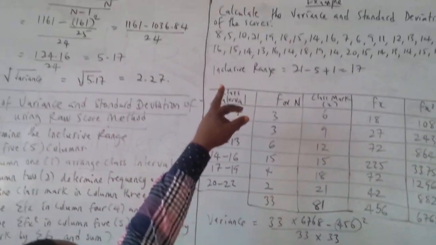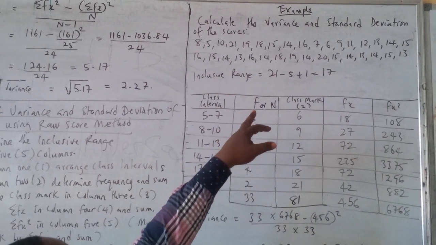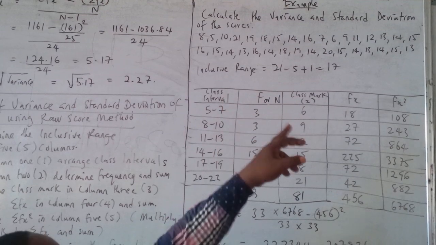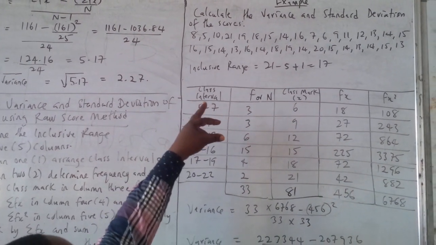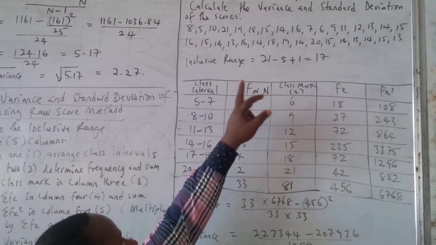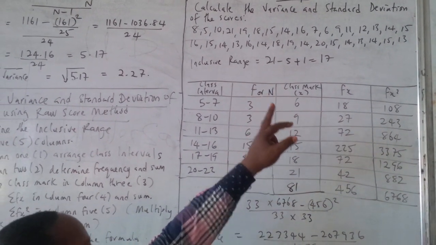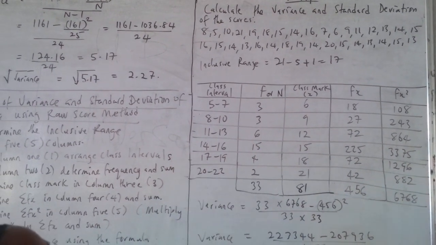8, 5, 10, 21, 19, 18, 15, 14, 16, 7, 6, 9, 11, 12, 13, 14, 15, 16, 15, 14, 13, 16, 14, 18, 19, 14, 20, 15, 14, 13, 14, 15, 13.